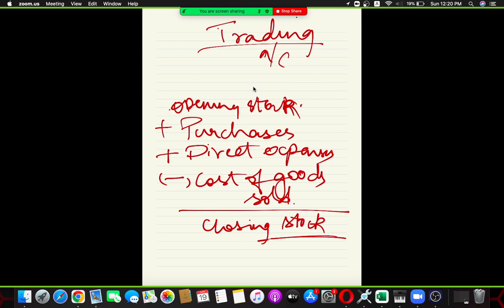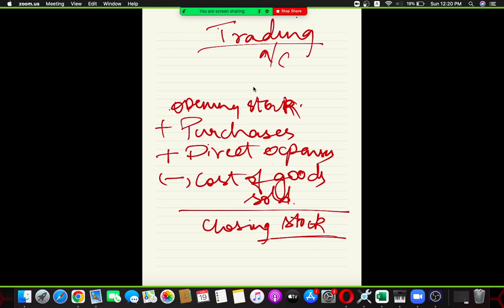Purchases means the purchases made during the year. What are direct expenses? The expenses which correspond to the purchases, that are directly incurred with respect to the purchases. Now, cost of goods sold, COGS. If you subtract COGS, you will get closing stock.